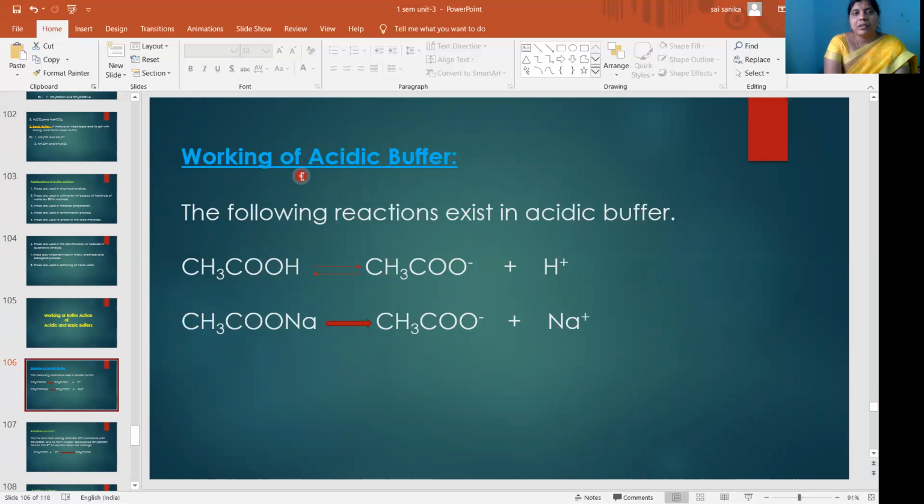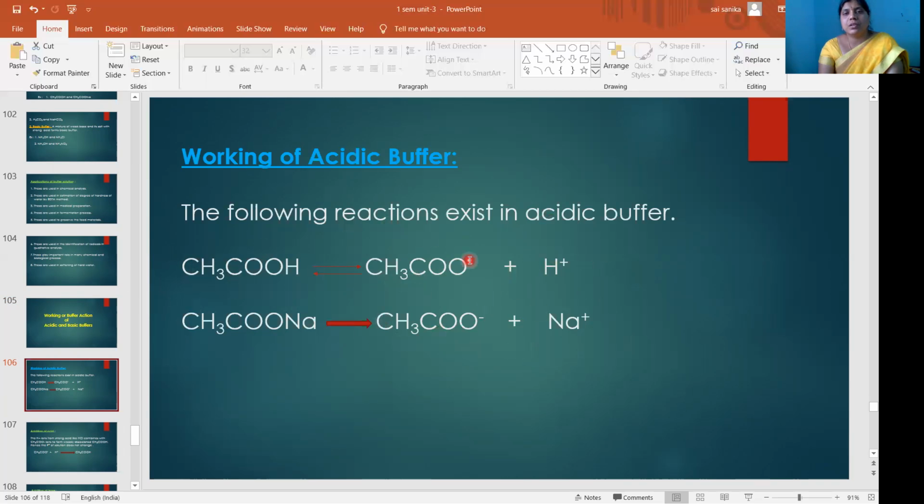We see here. First, the following reactions exist in acidic buffer. What mixture are we taking in the acidic buffer? Acetic acid and sodium acetate. In acidic buffer, this acetic acid is dissociated into CH3COO minus plus H plus ion. Similarly, this sodium acetate will split as CH3COO minus plus Na plus. So these reactions take place in acidic buffer.